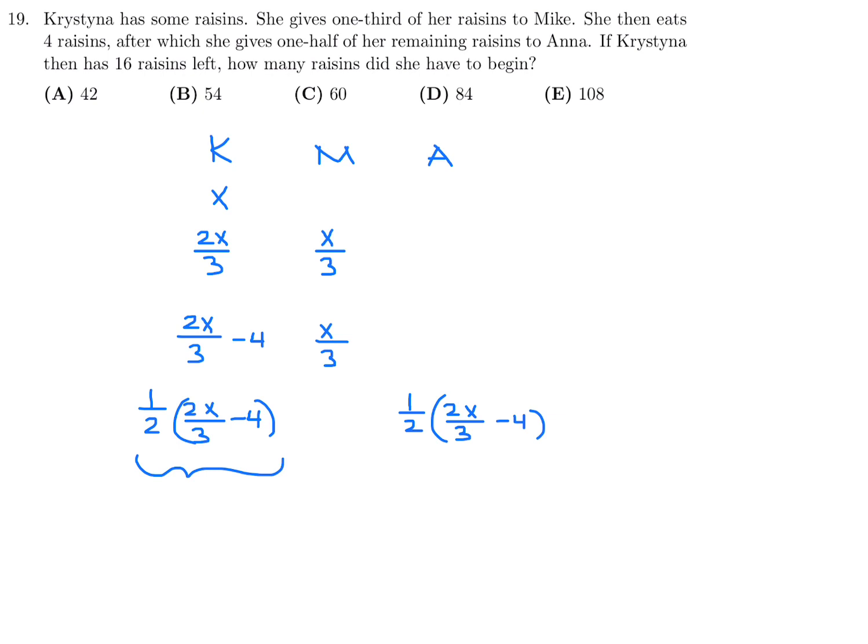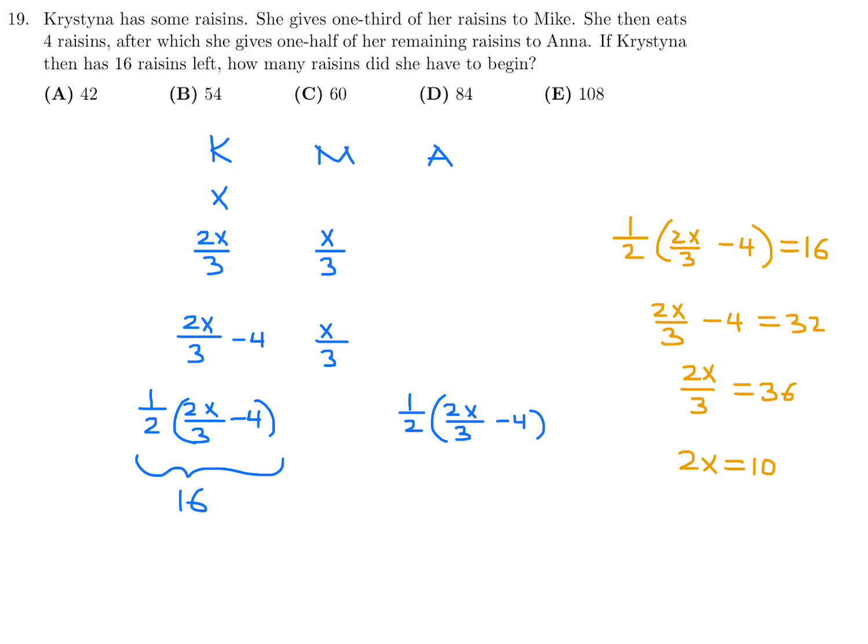And they are saying in the question that this is 16. So that is the algebra. 1/2 times 2x over 3 minus 4 is equal to 16. Multiply both sides by 2, and we have 2x over 3 minus 4 is equal to 32. 2x over 3 is 36. 2x is equal to 108, and therefore x is equal to 54. So number 19, the answer is B.